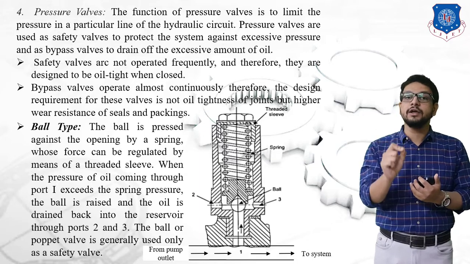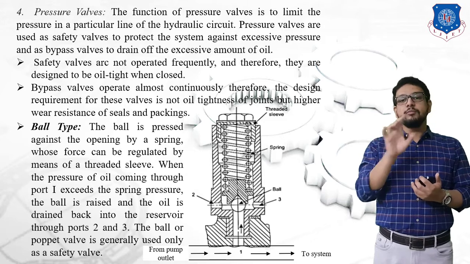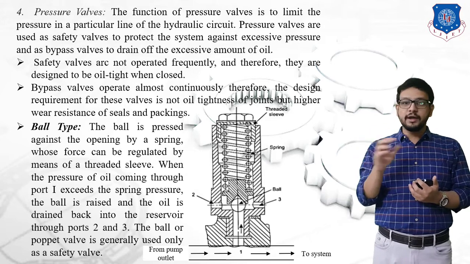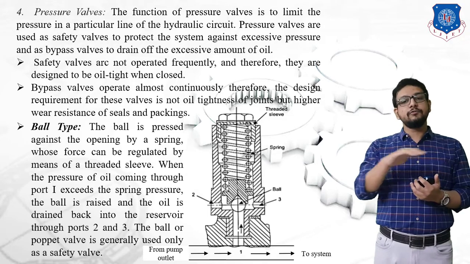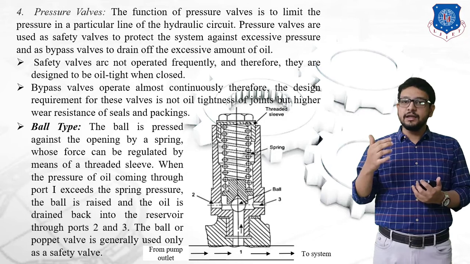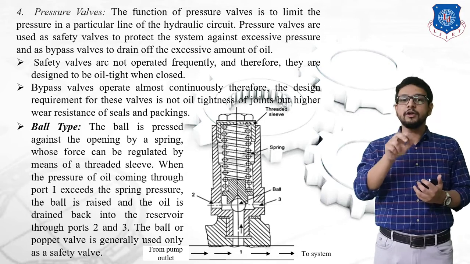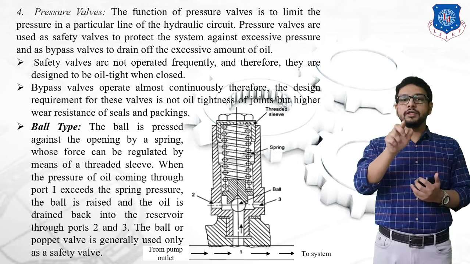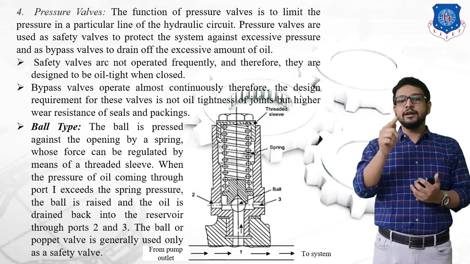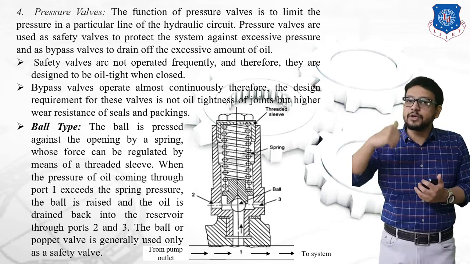Now in normal working condition, the ball is not going to be lifted up, which means no opening will be provided, and the oil will directly flow into the system. But when the pressure inside the line increases beyond a safe limit, then what's going to happen? That oil will enter into the valve through port 1, which you can see. As soon as it enters, it is going to push the ball and the ball will be lifted up against this spring force.